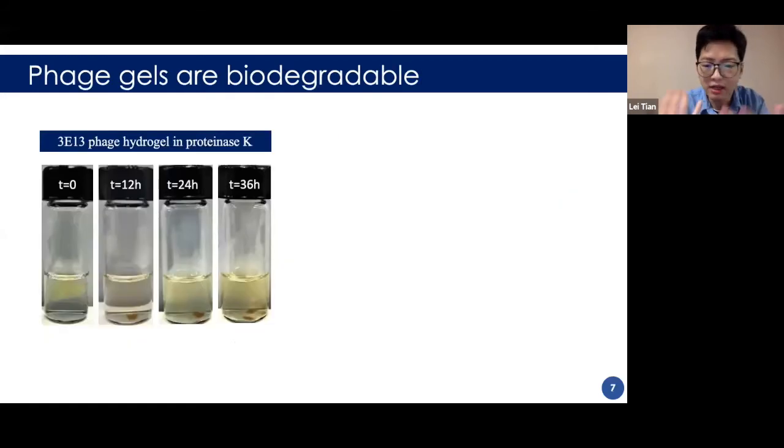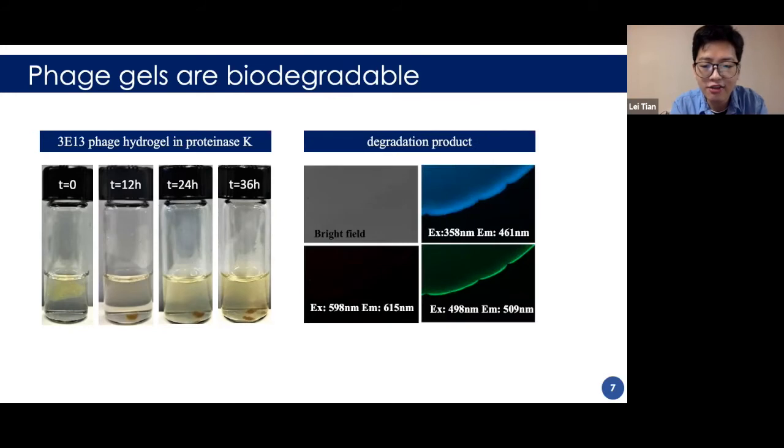Because phages are mostly proteins, we hypothesize phage hydrogels are biodegradable. To prove that, we put a hydrogel in proteinase K solution. After 36 hours, the gel was mostly digested, and you can see the color change. The degradation product shows autofluorescent property, meaning the release of the fluorescent molecules produced in the cross-linking process.